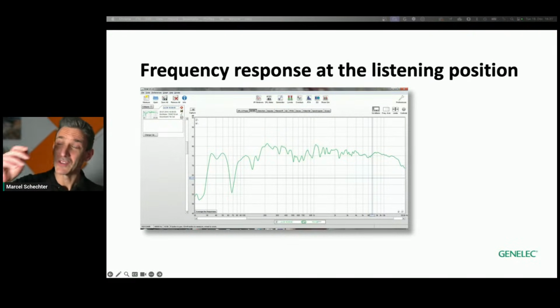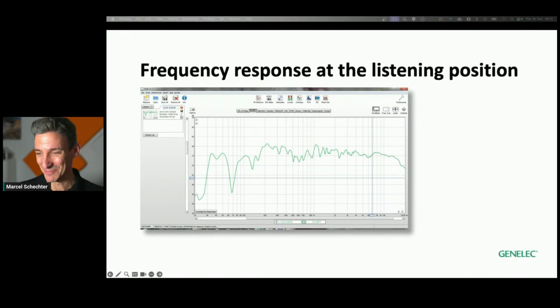If you want to get deeper into Room EQ Wizard, of course check out tutorials on YouTube. There are several available, also from the guy who is giving this webinar. And then, of course, everything is explained in detail. And of course, we have already optimized Room EQ Wizard tutorials for Genelec speakers, which have dip switches. And I will also share these links in the description.